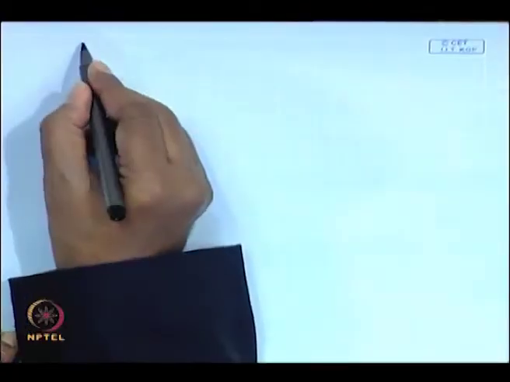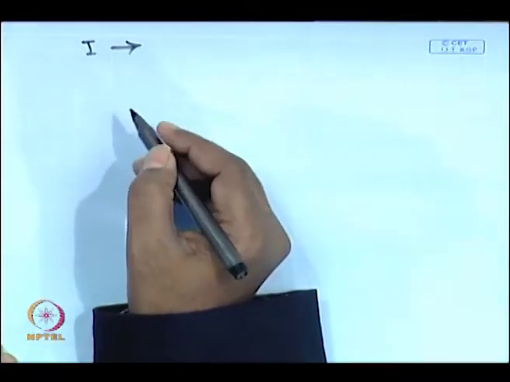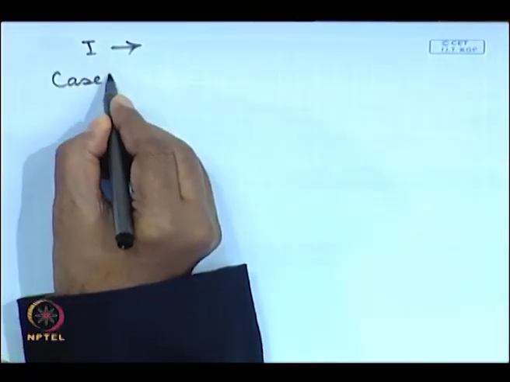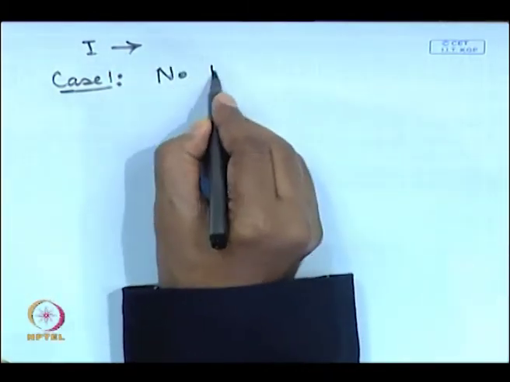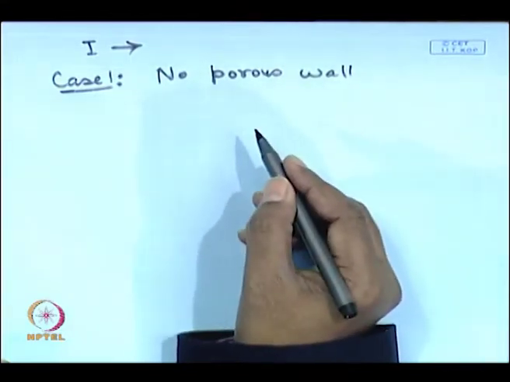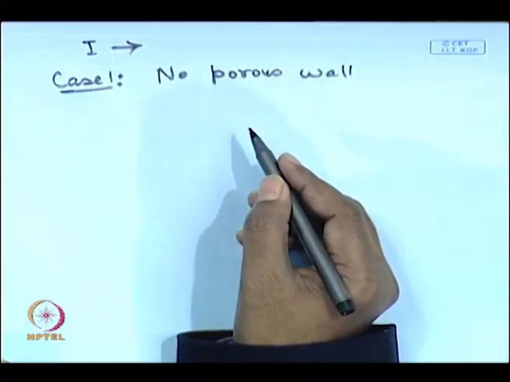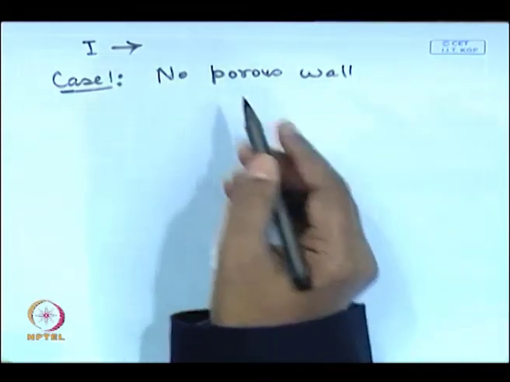Now let us see how we can do it. Depending on the value of I or the physical situation, there are several simplified cases that will arise. Case number 1 is no porous wall. That means we are talking about a flow through an impervious conduit. That means the membrane is not present, the wall is impervious. In that case, there is no question of permeate flux.